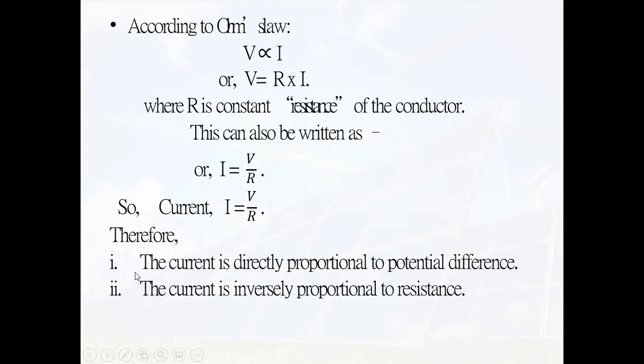So the current is directly proportional to the potential difference, and this current is inversely proportional to the resistance.